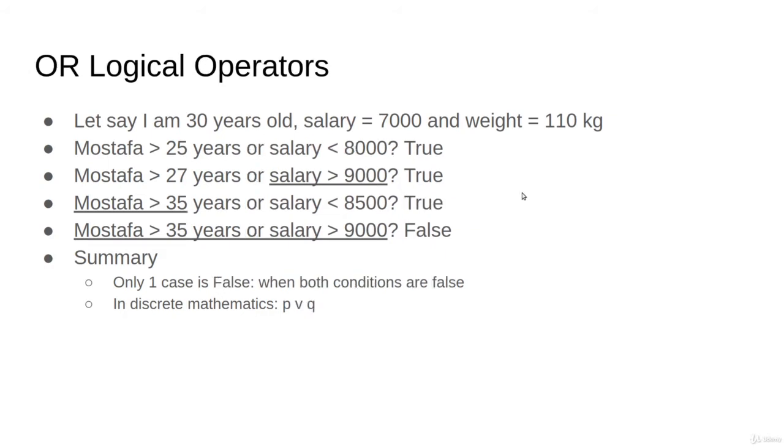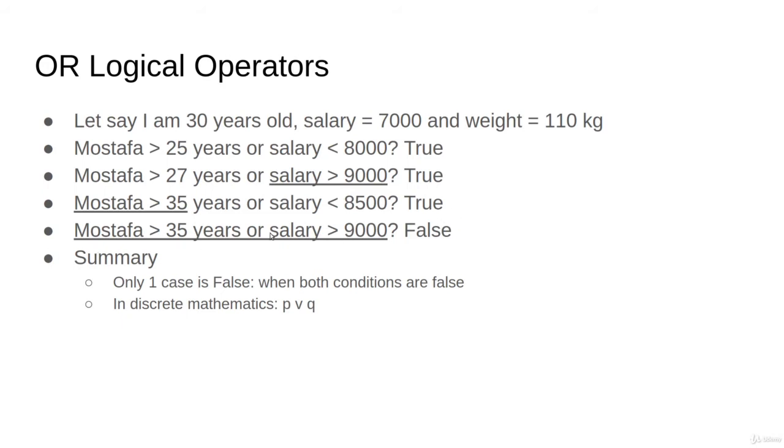What about the OR case? If I said, is Mustafa greater than 25 or salary less than 8,000, this is true because the two conditions are true. Is Mustafa greater than 27 years or salary greater than 9,000? This is true because I satisfied this condition. And same here, it will be true because I satisfied this condition. What about is Mustafa greater than 35 or salary greater than 9,000? This is false because the two conditions are false.